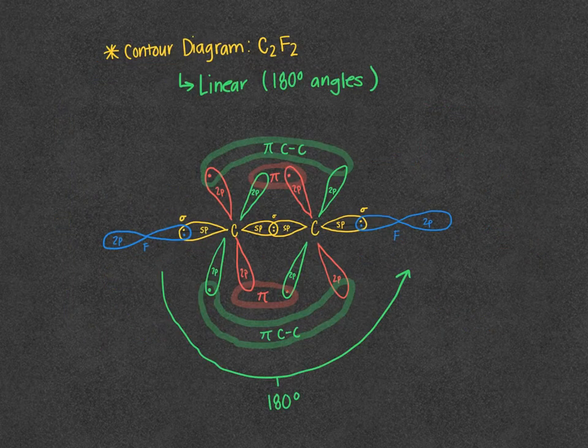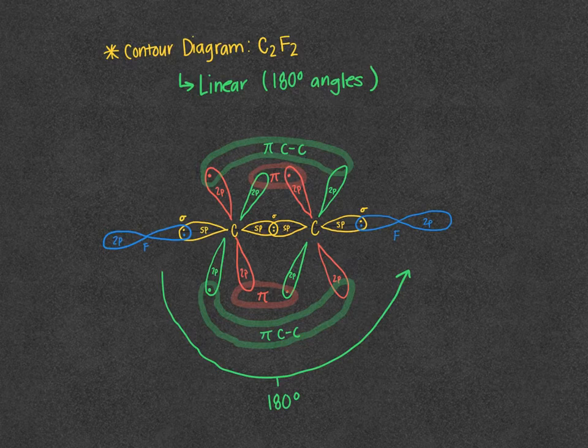Now that we've seen the VSEPR diagram for C2F2 and we've seen the 3D molecule, the 3D shape, and we've also now seen the electron box diagram, we can go on to the contour diagram for C2F2. The contour diagram for C2F2 gives us a closer look at the bonding between atoms, and it also gives you a closer look into the pi bonds and the sigma bonds between each atom.